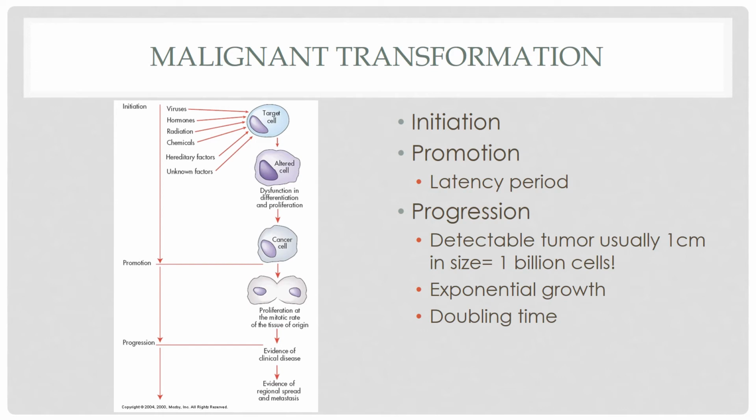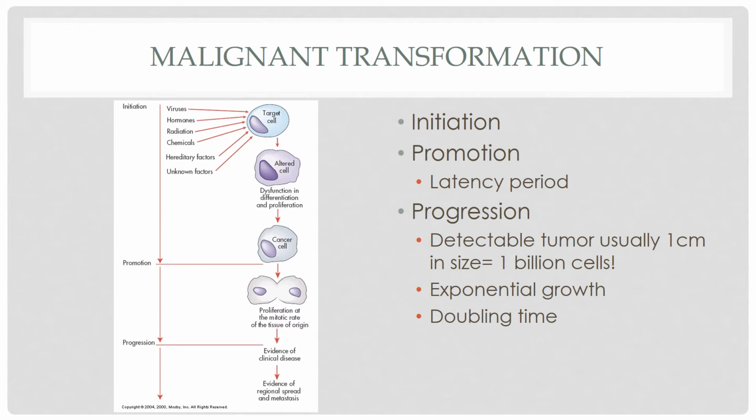How does malignant transformation occur and what are the steps? First of all, the initiation phase. In the initiation phase, cell damage occurs and it changes the genes that normally would keep the cell from malignant changes, and these are tumor suppressor genes and apoptosis agents.